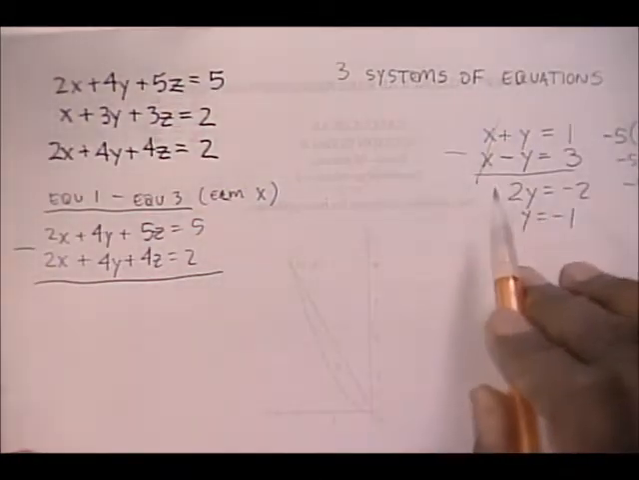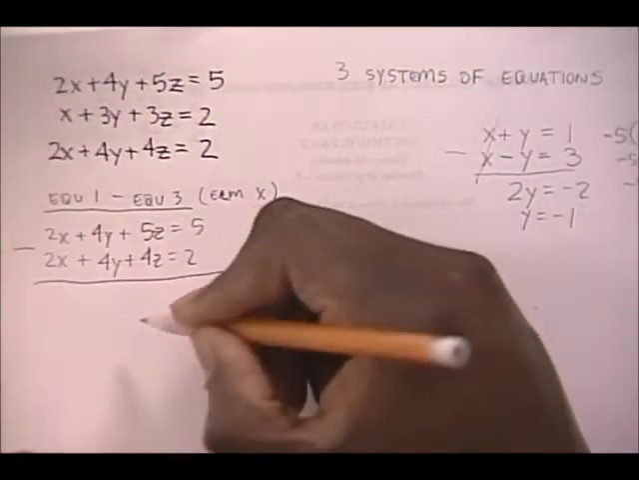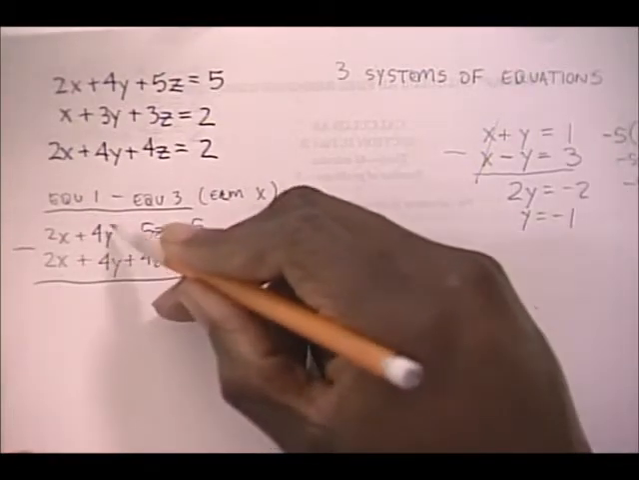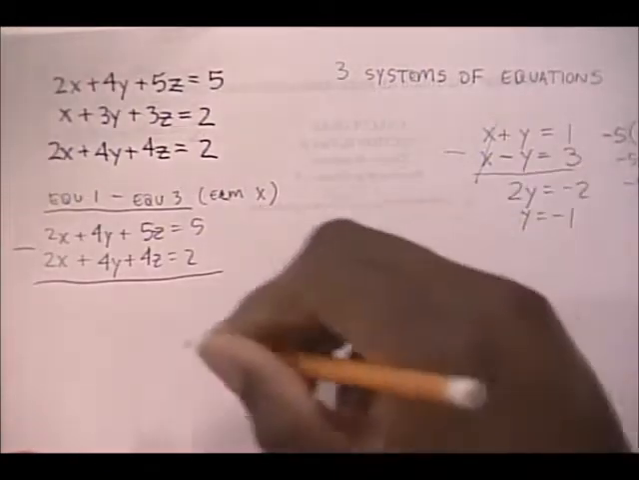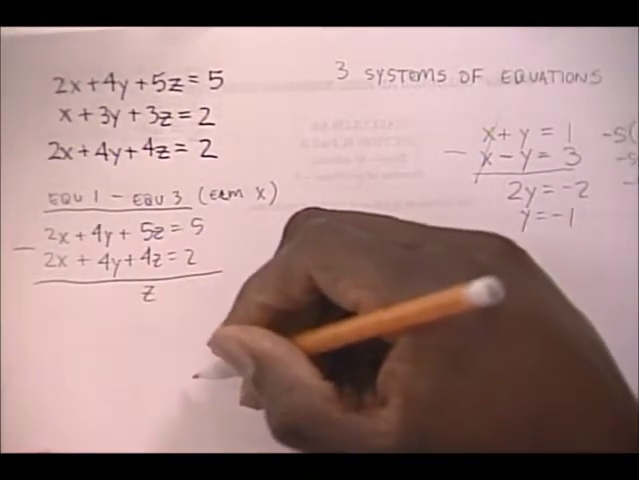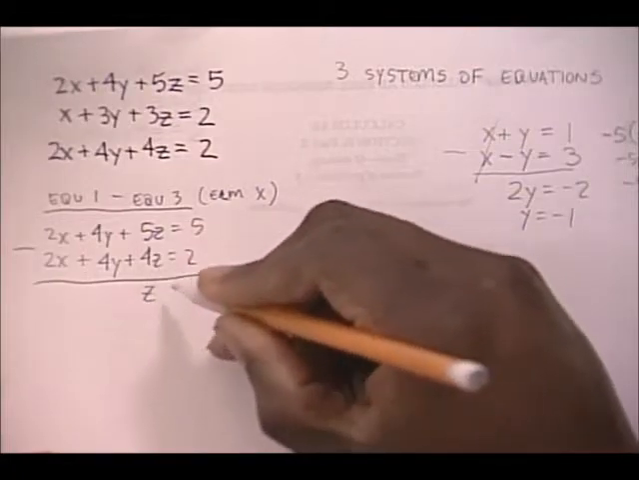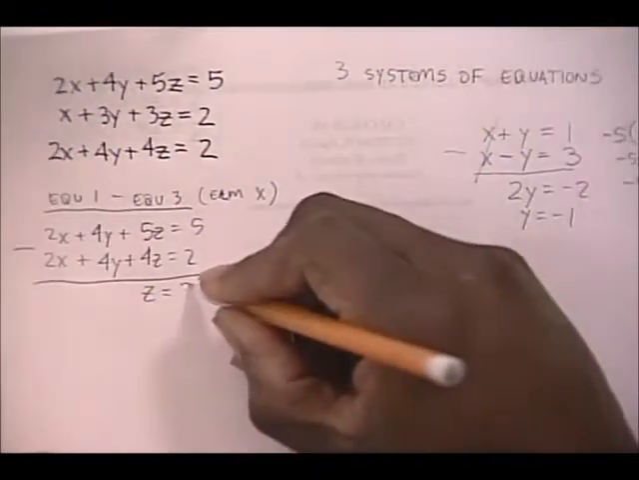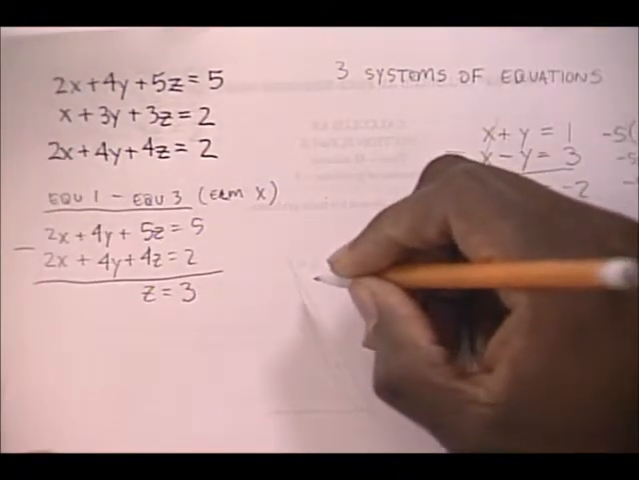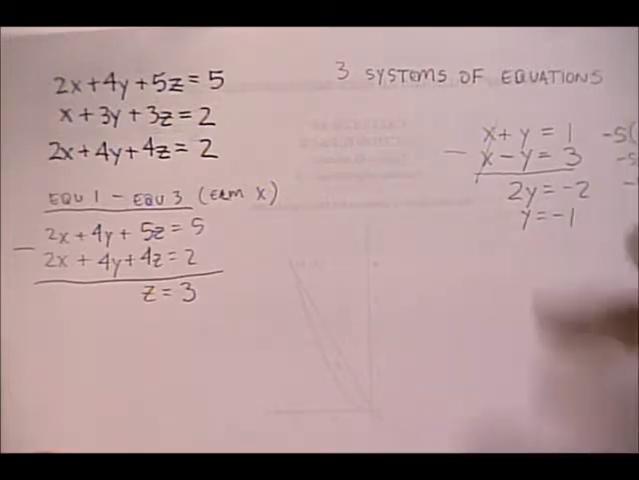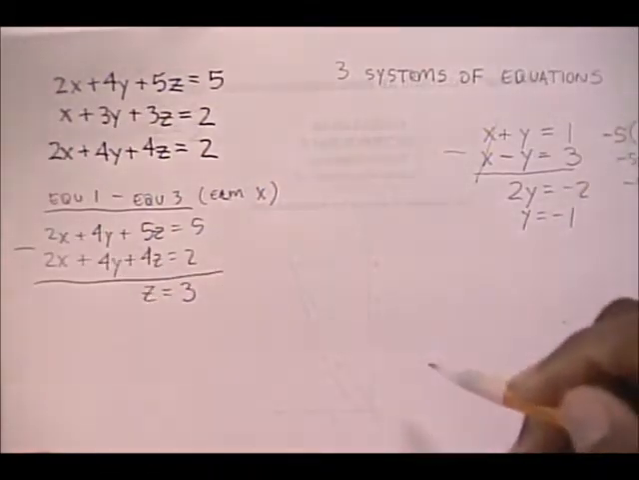Over here I tried to show you it's legal to do that. All right, so now what you end up with is the 2 x's cancel here and here, and you get 5 minus 4, which is z, 5z minus 4z, which is z, and you get 5 minus 2, which is 3. Here we eliminated both x and y.